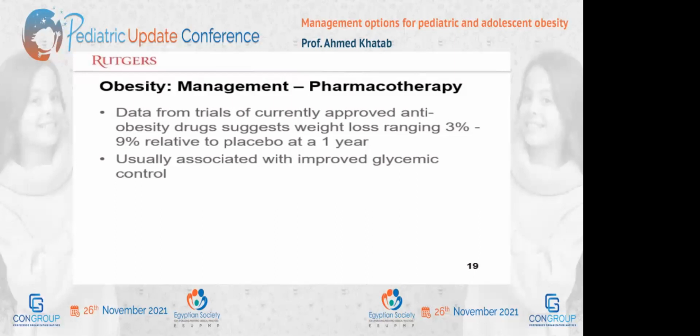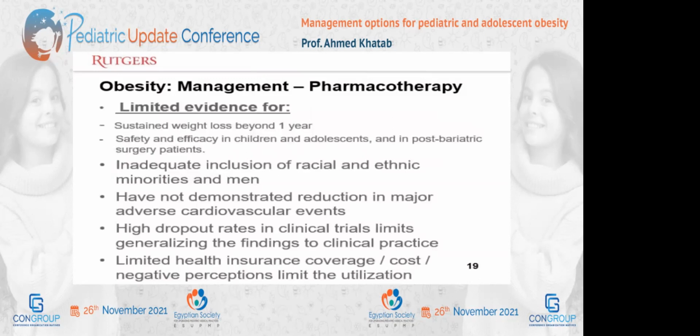Data from trials of currently approved anti-obesity drugs suggests weight loss ranging from 3 to 9% compared to placebo at a year. And the good news is that this is usually associated with improved glycemic control in these children. However, there's limited evidence for a sustained weight loss beyond 1 year of the use of pharmacotherapy.